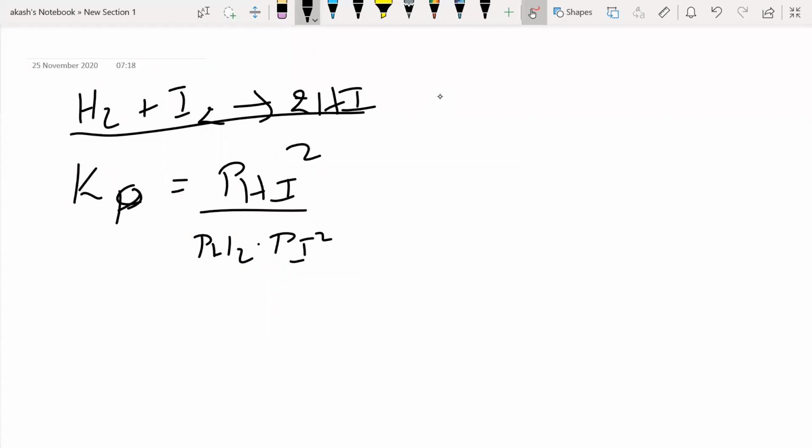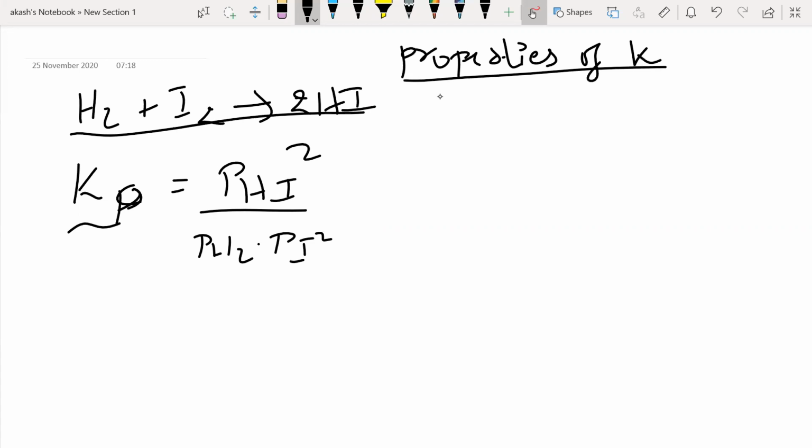Okay, fine. Now, before we move on to see what is the relationship between Kc and Kp, there are certain things which you have to know, right? Those are basically the properties of the equilibrium constant K. What are all the properties, right? First and foremost thing, what you have to understand is this K is going to be independent of the initial concentrations or initial partial pressures, right? It really doesn't matter.